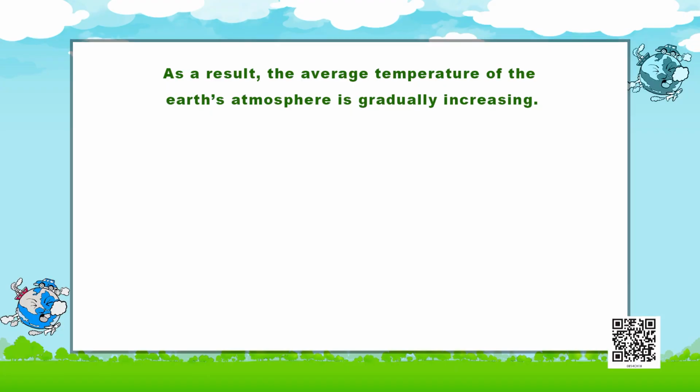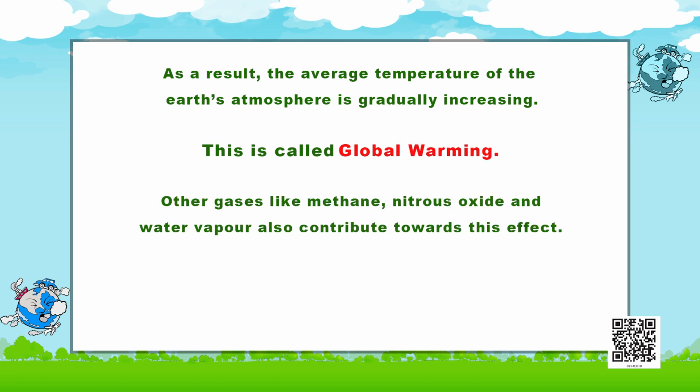CO2 traps heat and does not allow it to escape out. This increases the temperature on Earth. As a result, the average temperature of Earth's atmosphere is gradually increasing. This is called global warming. Other gases like methane, nitrous oxide and water vapor also contribute towards this effect. Like carbon dioxide, they are also called greenhouse gases.